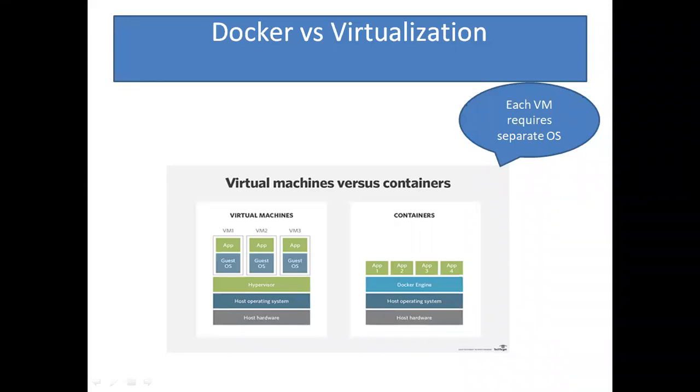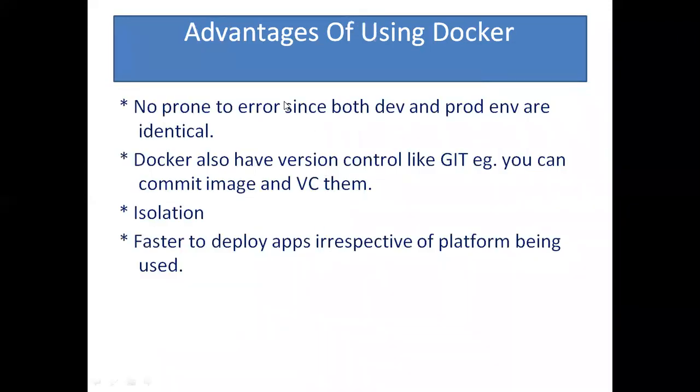So then moving forward, advantages of using Docker. As I said, there is no error like "it works on the developer system, not on prod," because both the dev and prod are identical in terms of containerization. The same container you are developing on the dev machine will be pushed to production. So there is no dependencies issue and all. So there is less, or identical to no, prod error.